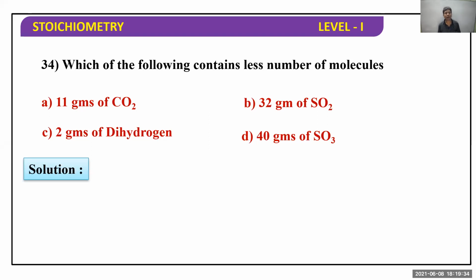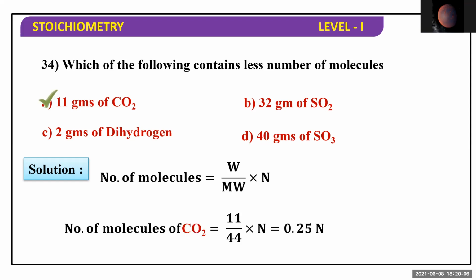So 11 divided by 44, and sulfur dioxide means 32 divided by 64, and dihydrogen means 2 divided by 2, that means 1, and 40 divided by 3 into 16 plus 32. So number of molecules equals weight divided by molecular weight into Avogadro number. So 11 gram of carbon dioxide contains less number of molecules.